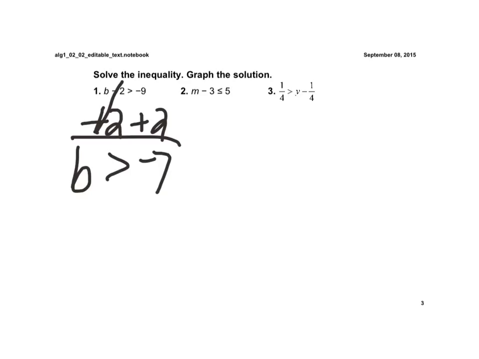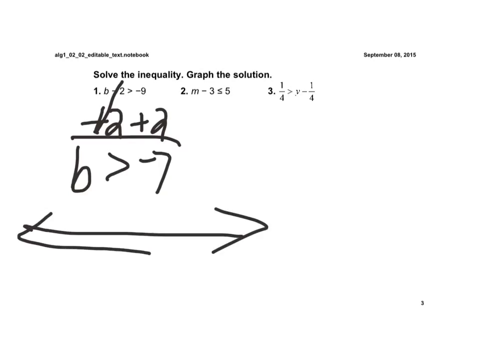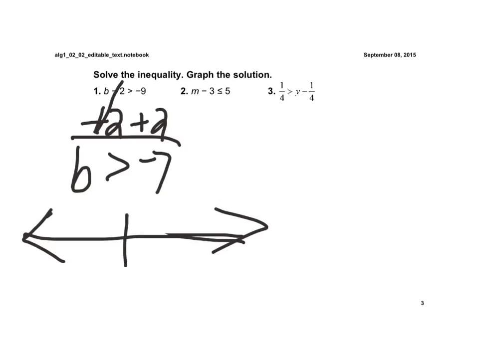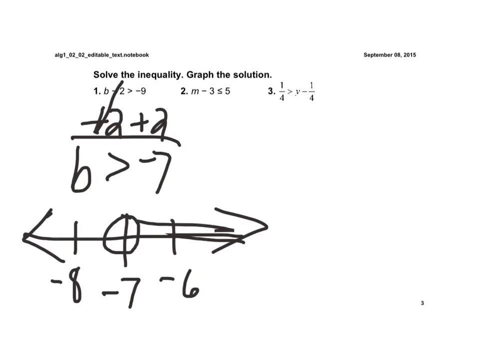And now we want to graph this solution because if b is greater than negative 7, that's a lot of numbers to write down. So we put this on a number line. And if you have to create your own number line, I like to go in order. So I have negative 7, then negative 8, and negative 6. So I want to go in order from least to greatest. With negative numbers, it goes negative 8, negative 7, negative 6. It's greater than, so I know it's just an open circle, and then it's shaded to the right.